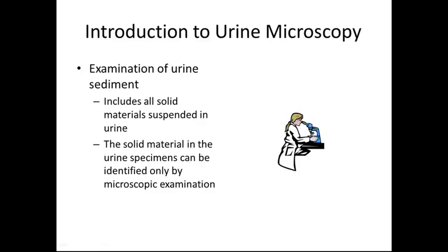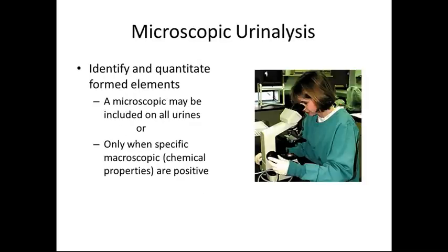Introduction to urine microscopy, which is the examination of the urine sediment. It includes all solid materials that are normally suspended in urine. The solid material in urine specimens can be identified only by microscopic examination. Microscopic urinalysis is used to identify and quantitate formed elements within the urine. A microscopic exam may be included on all urines, or when we are looking for something that was positive on a chemical reagent strip.